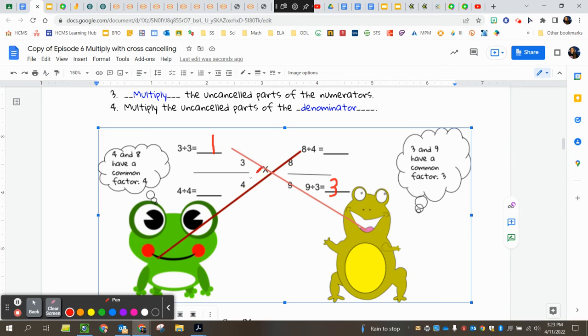These are the two fractions we're multiplying, 3/4 and 8/9. The 4 from the denominator here and the 8 from the numerator here have 4 as a factor in common, or even 2. Maybe you didn't see the 4, so you could have divided by 2 as well. 4 divided by 4 is 1, and 4 also goes into 8, so 8 divided by 4 is 2.